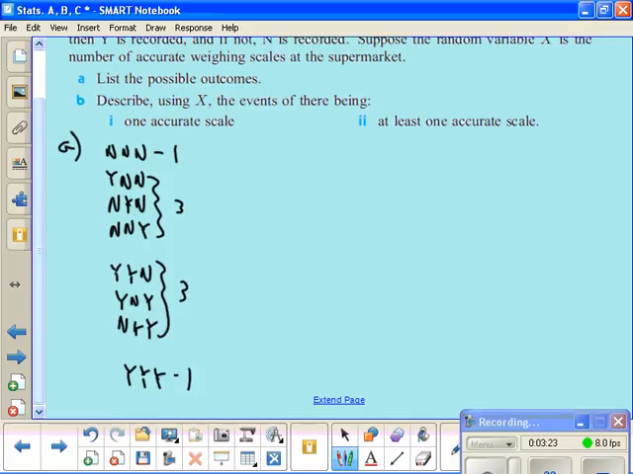This is part A. Part B, describe using X the events of there being 1 accurate scale. So if X equals 1, that would be 1 accurate scale. Part 2, double I, at least 1 accurate scale. So X could be 1, 2, or 3. Could be any of those.